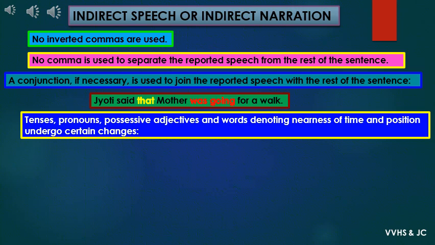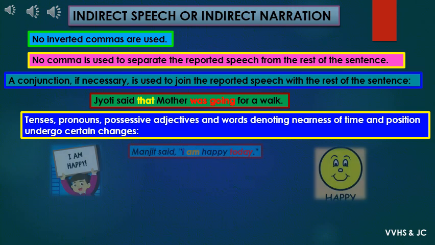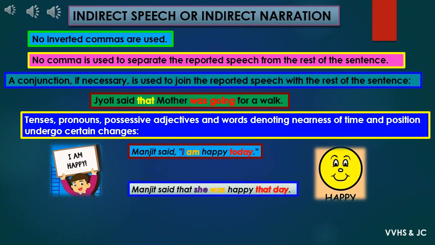certain changes. Now let's understand this with an example. Manjeet said, "I am happy today." Can you identify the kind of sentence? Yes, it's a direct speech because the reported speech is in exact words of the speaker. Who is the speaker here? Manjeet. Which is the reporting verb? Said. And what is the reported speech or direct quote? "I am happy today." Now let's convert it into indirect speech. The indirect speech will be, Manjeet said that she was happy that day.